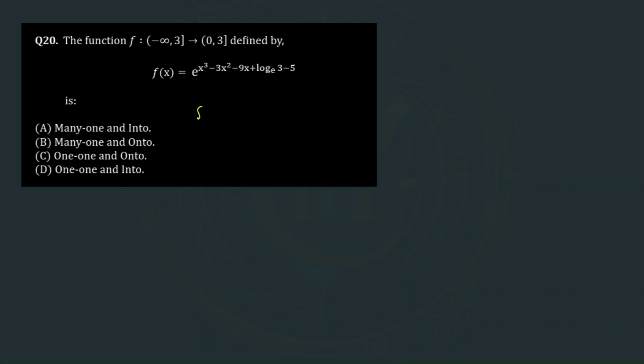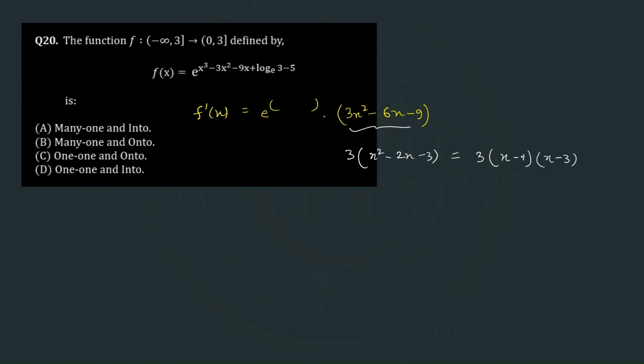So let us differentiate this. So f'(x) will become e to the power this thing times the derivative of this thing, which is 3x² - 6x - 9. Now this can be factorized as 3 times (x² - 2x - 3), which is 3 times (x - 1)(x - 3). Sorry, this will be plus 1. So 3 times (x + 1)(x - 3). So the critical points of this function are x = -1 and x = 3.